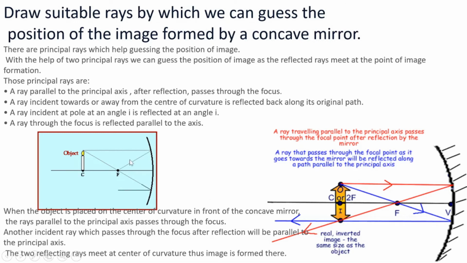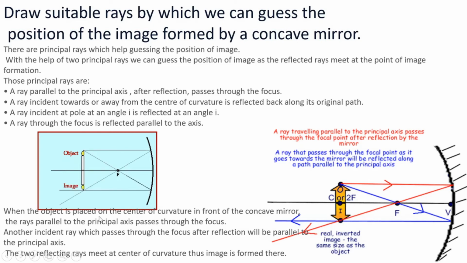Whereas when we placed the object between F and P, the image formed is enlarged, bigger than the object. When we placed it between C and F, it was inverted and enlarged. But when we place it at C, the image formed is inverted, real, and the same size as the object.